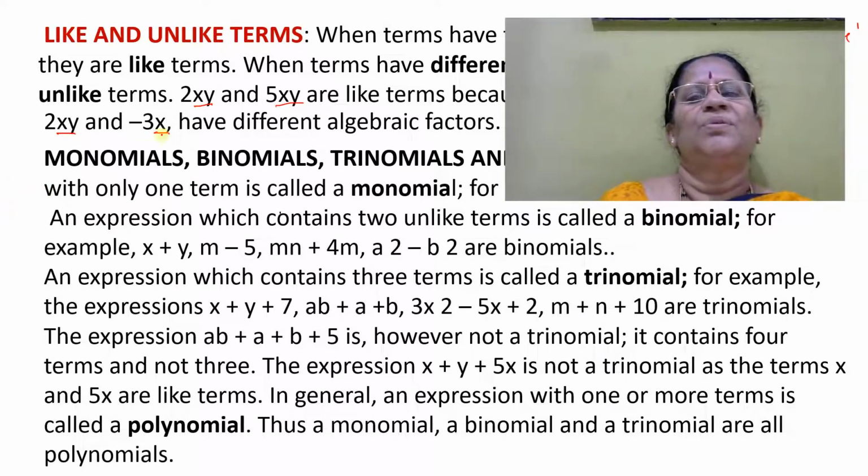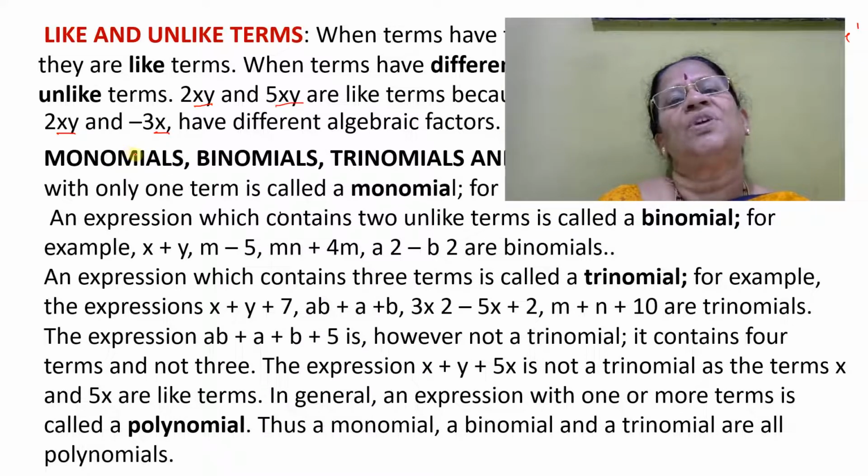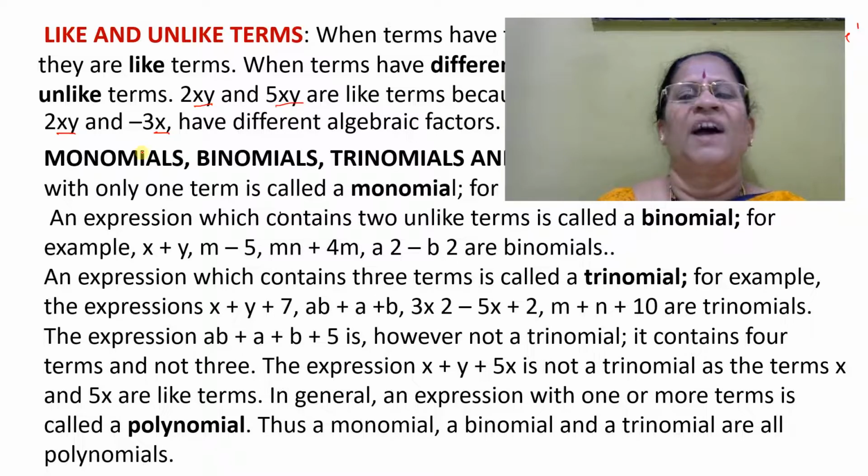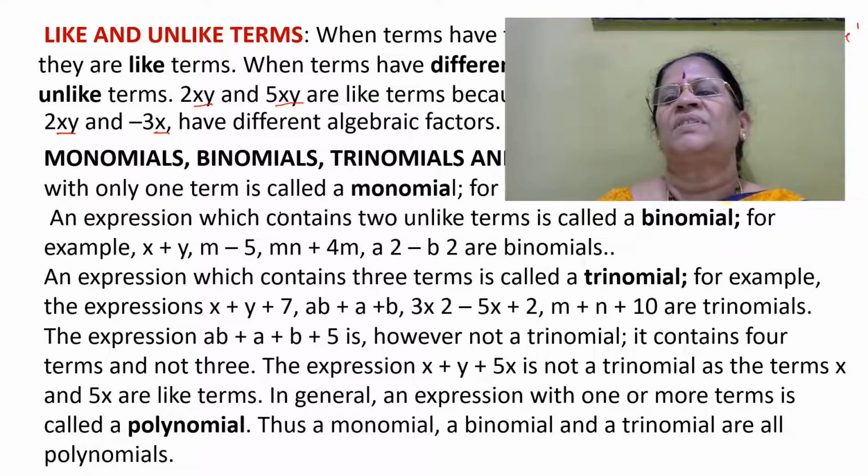Then coming to the number of terms in algebraic expressions. If an algebraic expression has only one term, that is said to be a monomial. For example, 7xy, minus 5m, 3z square, 5z square, 4, etc. They are monomials.